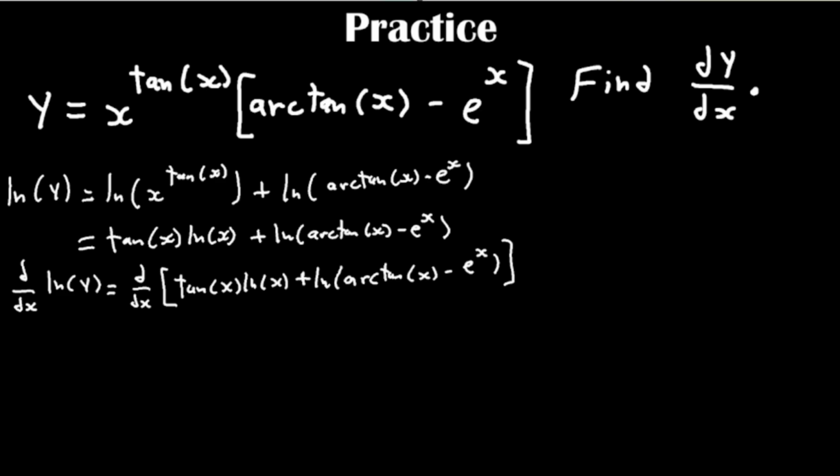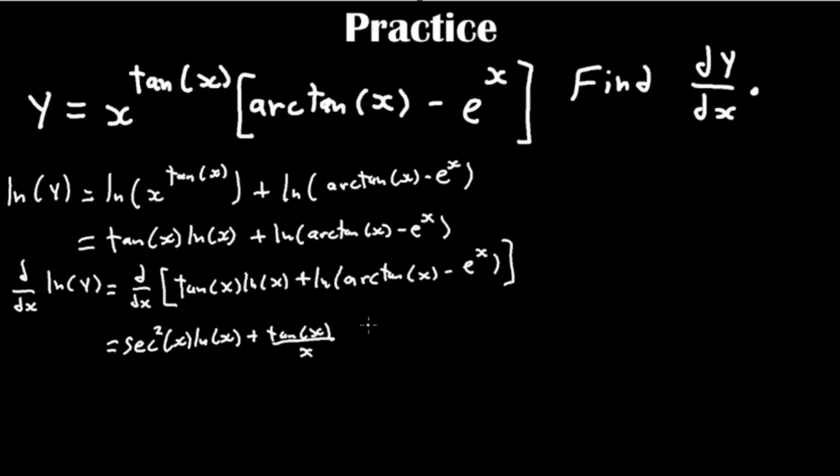for the first part we're going to need the product rule. So the derivative of tangent of x, that is secant squared. So it's going to be secant squared x multiplied by natural log x plus tangent x times, what's the derivative of natural log x? That's just 1 over x, so divide by x.